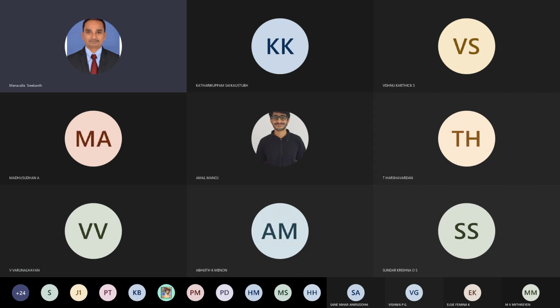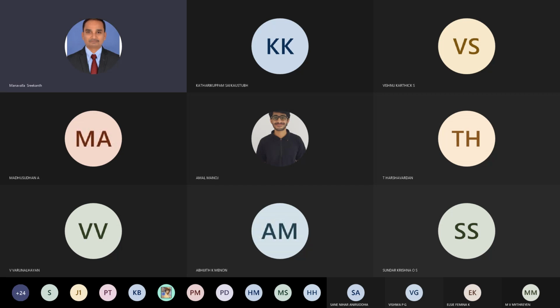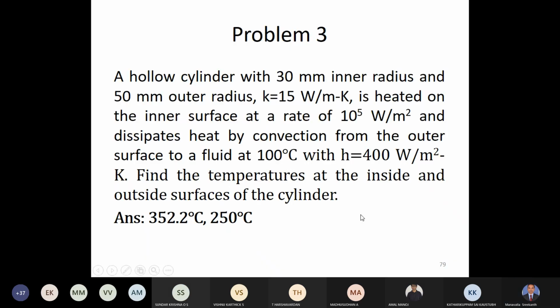I will now share the slides. So in the last class, I did not solve this problem, saying that it would take some time. So I would like to take it up in today's class. Let us read the problem. Here there is a hollow cylinder with 30 millimeters inner radius and 50 millimeters outer radius. That means this hollow cylinder has a 2 centimeter thickness.